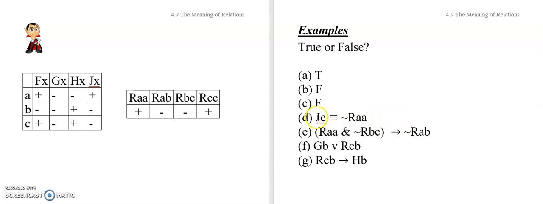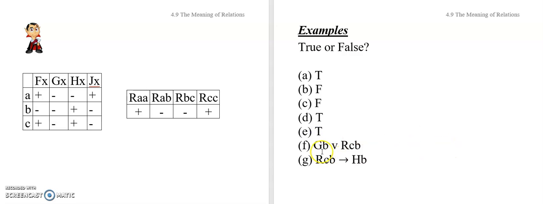Now, let's try this one, JC, if and only if not RAA. RAA turns out to be true, so not RAA turns out to be false. JC turns out to be false, so this is a false tribar false, which results in a true. Okay? So that sentence was true. Let's keep going here. RAA and not RBC. RAA is true. Not RBC is going to also be true. And not RAB is also going to be true. So this is true arrow true ultimately, which ultimately evaluates to true.